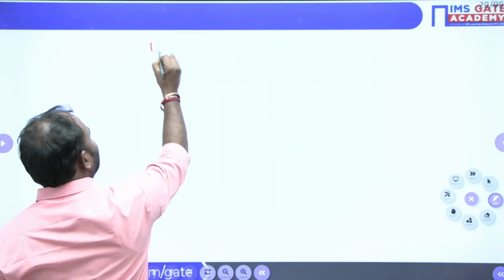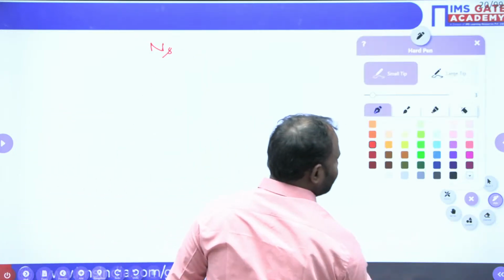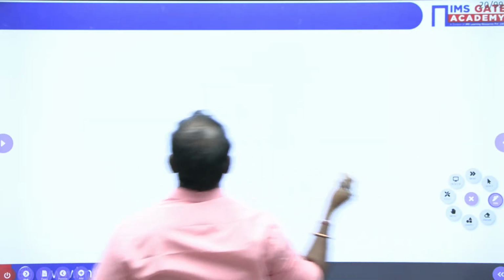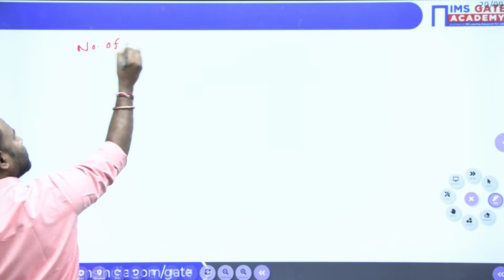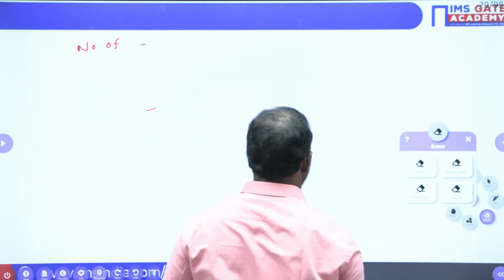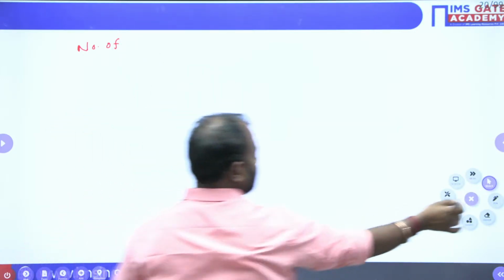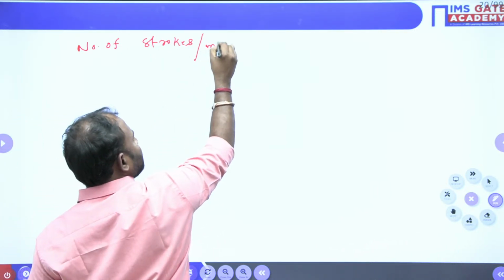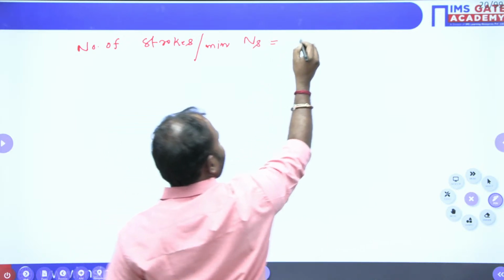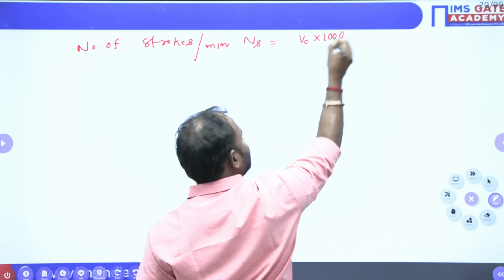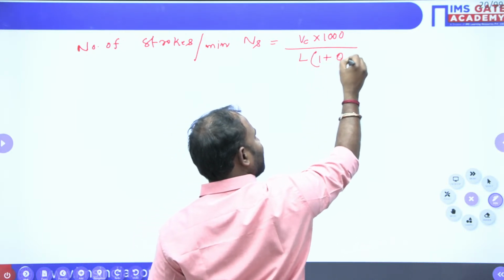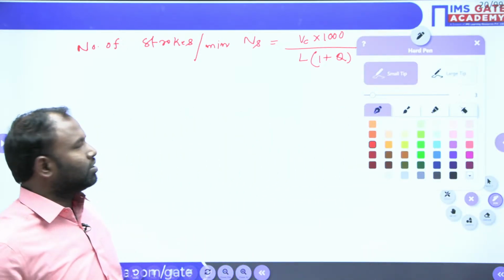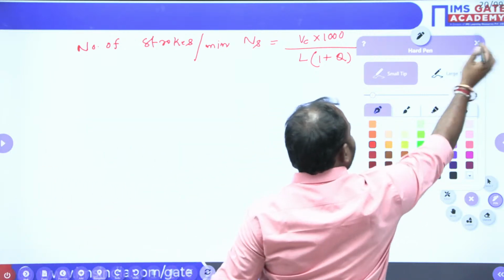As we know, number of strokes per minute NS is equal to VC into 1000 divided by L into 1 plus Q. Just now we have solved this. But here the number of strokes is given, and we require the cutting velocity.